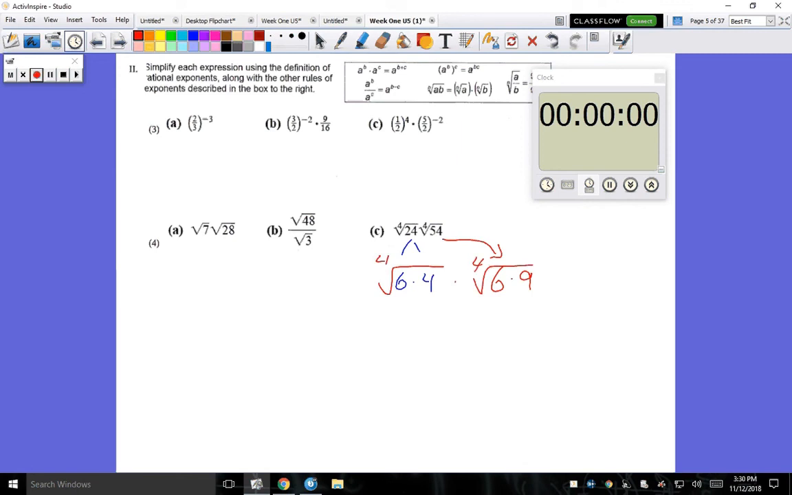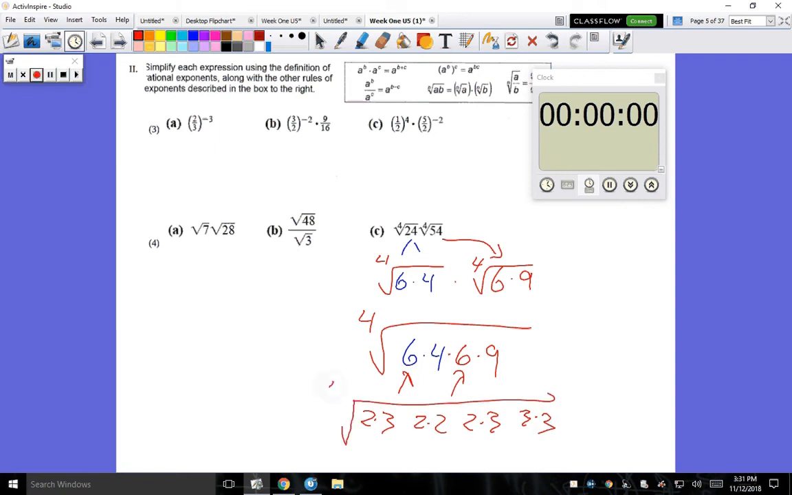Now, could I combine these in one huge fourth root that includes all four of these? Yes or no? Yes, because it's one of the properties that we learned with square roots. And they're only positive square roots. We can't do this with negatives because those are i's. So if I break down these, I'll have 2 times 3, 2 times 2, 2 times 3, and 3 times 3. And I'm going to take the fourth root.